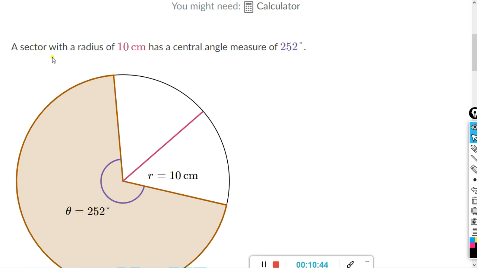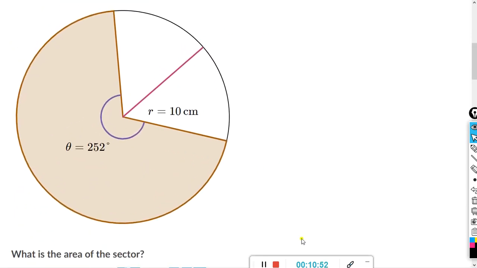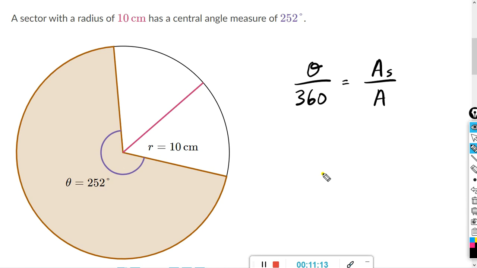All right, one more. A sector with radius of 10 has a central angle of 252. We can see that in the diagram. What is the area of the sector? All right. So we have our central angle theta. And since we are working with degrees, we're going to use 360. All right, not 2 pi. And that is going to equal the area of the sector divided by the whole area.